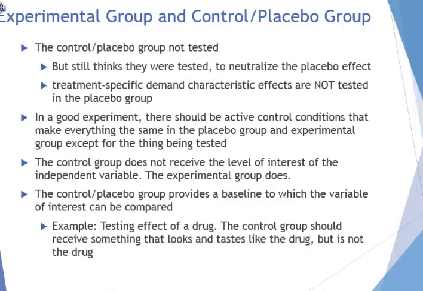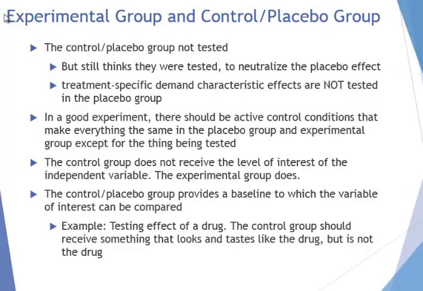Then you have this idea of the experimental group versus the placebo group, and we don't have to spend a tremendous amount of time on this because we've already covered it in previous chapters. The control group is also sometimes given a placebo, where the person is not actually getting the medication or the treatment, but the person thinks he or she is getting the medication. So the treatment-specific demand characteristic effects are not tested in the placebo group. I think I'm getting an aspirin, but in fact I'm just getting a sugar pill.